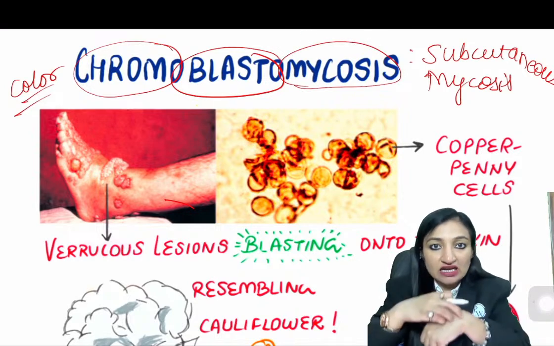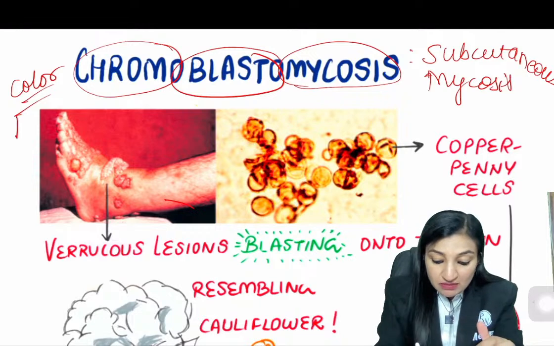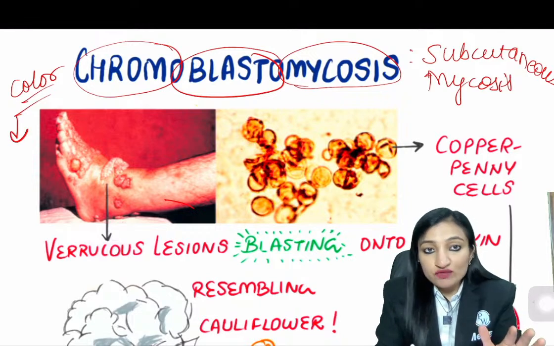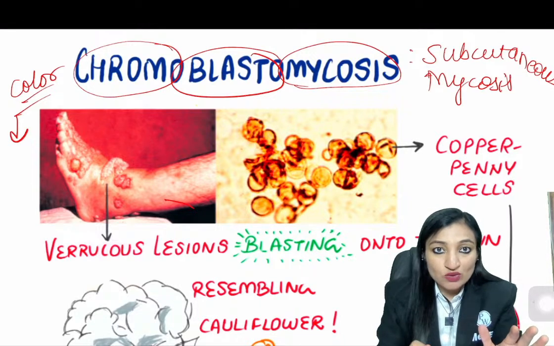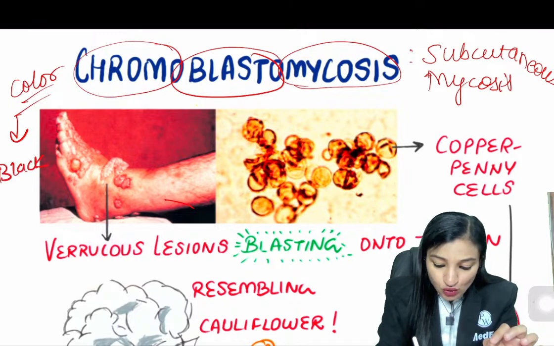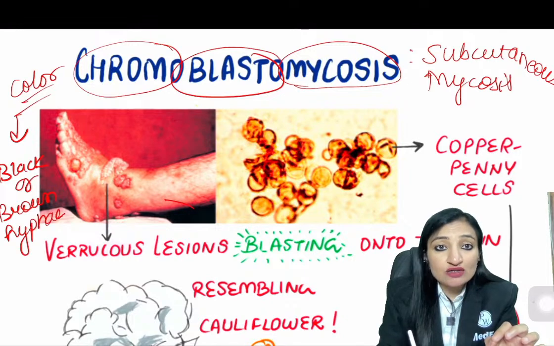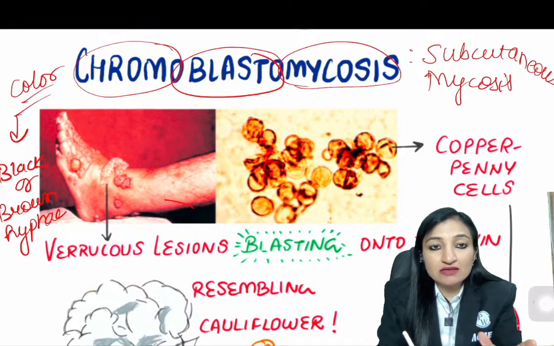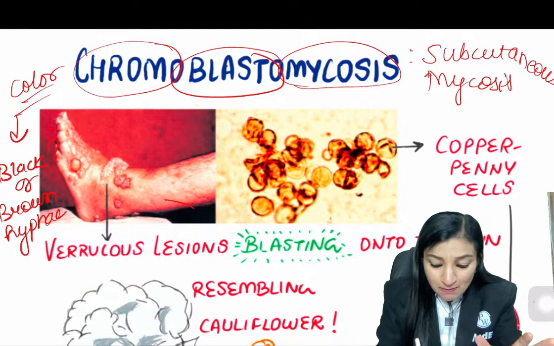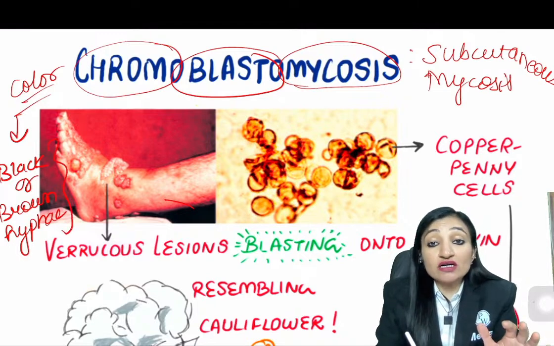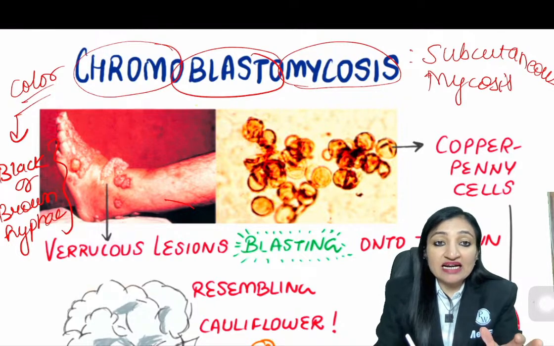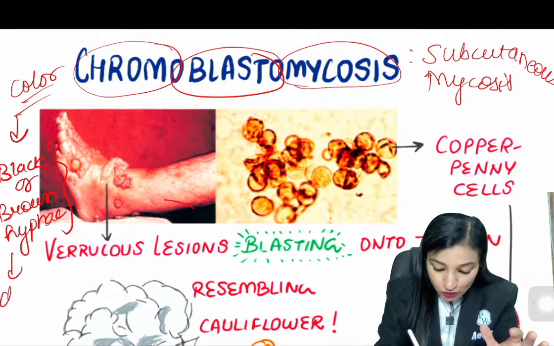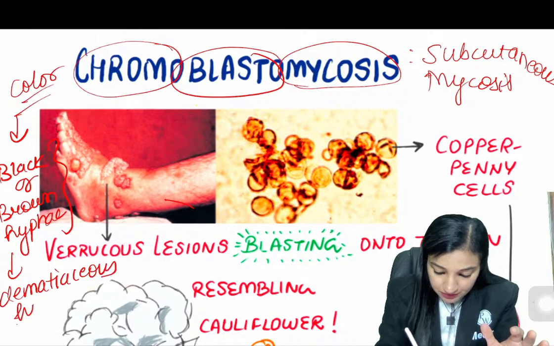So chromo means color. Color meaning, remember, the causative fungi of this condition, chromoblastomycosis, have black or brown hyphae. Color does not mean the VIBGYOR colors, not red, blue, pink, magenta, not all of that. But those fungi which have dematiaceous hyphae, that is, black or brown hyphae, such fungi are known as dematiaceous fungi having black or brown hyphae.